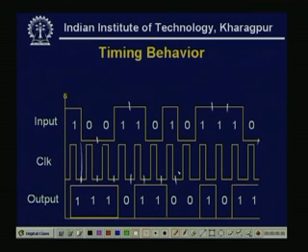Now, when the clock is 1, here the input is 1, that means an odd number of ones. So, the output will be a high 1. Similarly, now the next 0 has come, so 1 0 is also an odd parity, meaning an odd number of ones in the input bit stream. So, the output is 1. Again the next input bit is 0, so 1 0 0 is again odd, and again the parity bit is 1.